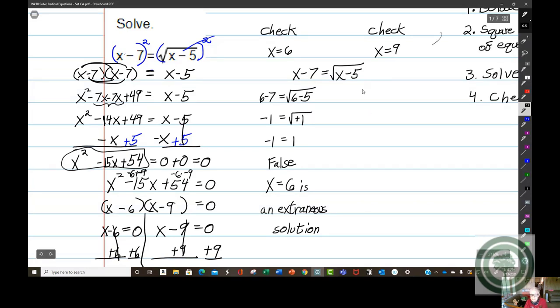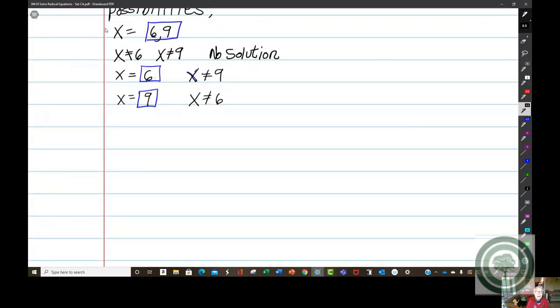All right, so let's pick 9. 9 minus 7 equals the square root of 9 minus 5. 9 minus 7 is 2. The square root of 9 minus 5, which is 4. And you can tell that this is going to work. The square root of 4 is 2. This is true. That doesn't mean that 2 is your answer. It means that x equals 9 is the only solution to this problem. So any other answer you came up with would be wrong. It's only this one.